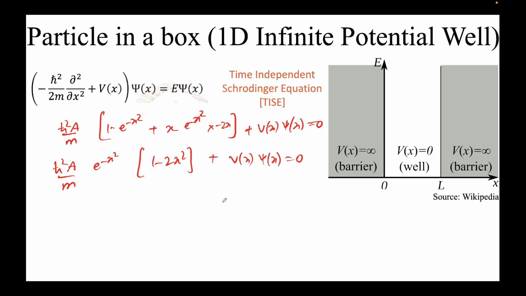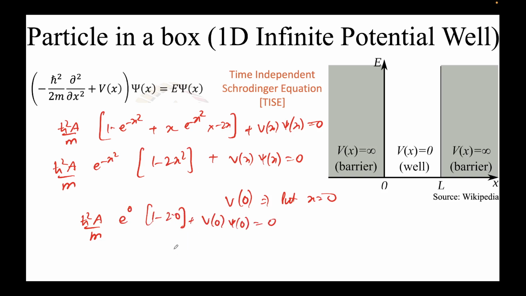Now remember that we are required to find V at 0. That means put x equal to 0 in this whole expression and we'll get our answer. So let's do that. So h cut square by m, e to the power 0, 1 minus 2 times 0, plus V(0) psi(0) equal to 0. So that will come out to be h cut square by m, this will turn out to be 1 plus V(0) psi(0).